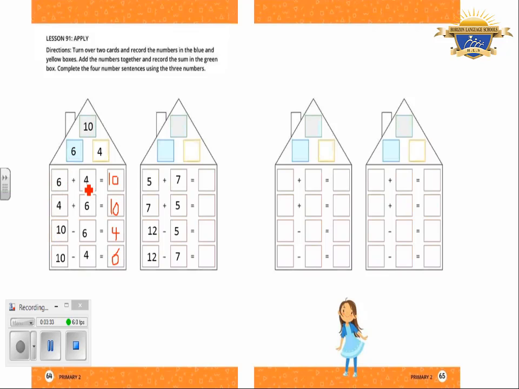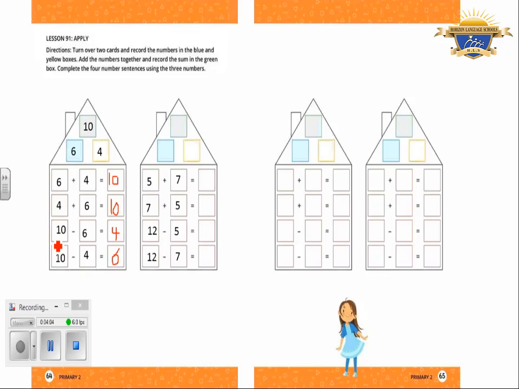6 plus 4 equals 10. And 4 plus 6 also equals 10. This means that order doesn't matter in addition, because 6 plus 4 equals 10, and if I say 4 plus 6, it also equals 10. So we will still get the sum of 10.